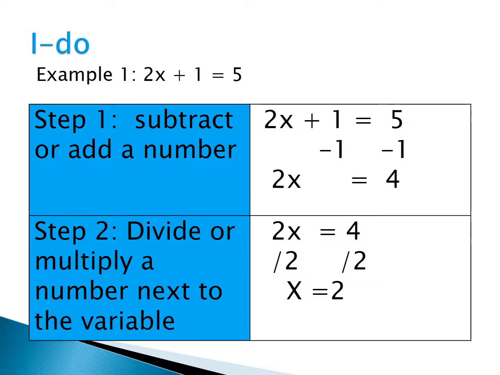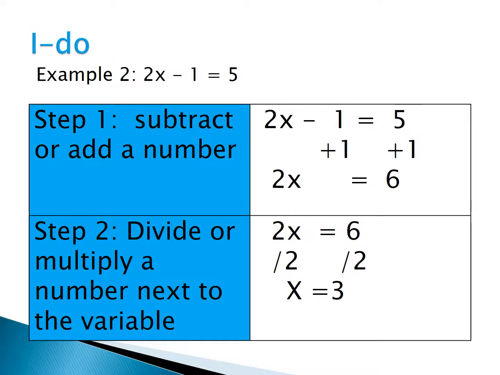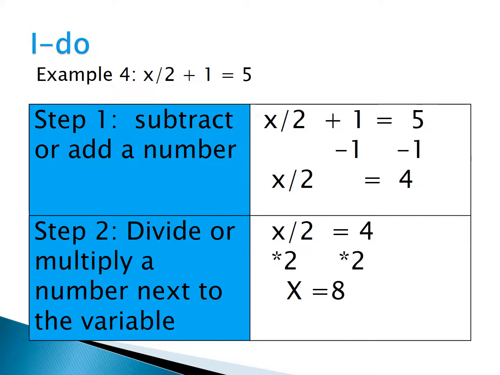So I do, and how do you know? And this is just explanation. How do you know what to do in step 1 and step 2? So example 2 for I do. Example 3 for I do. Example 4 for I do. So this will also be printed on letter size paper, so students will have that as an offline product.